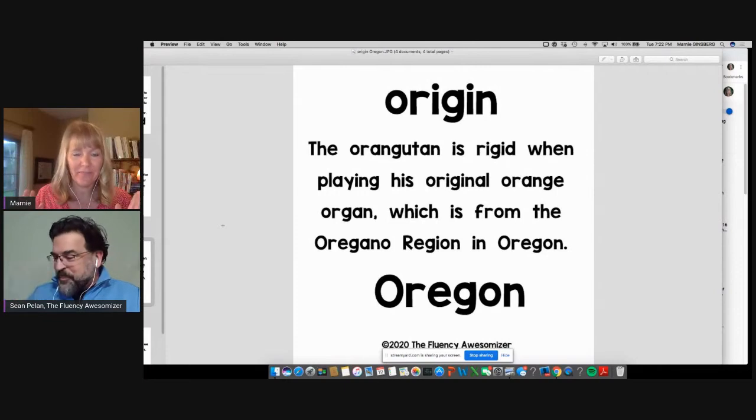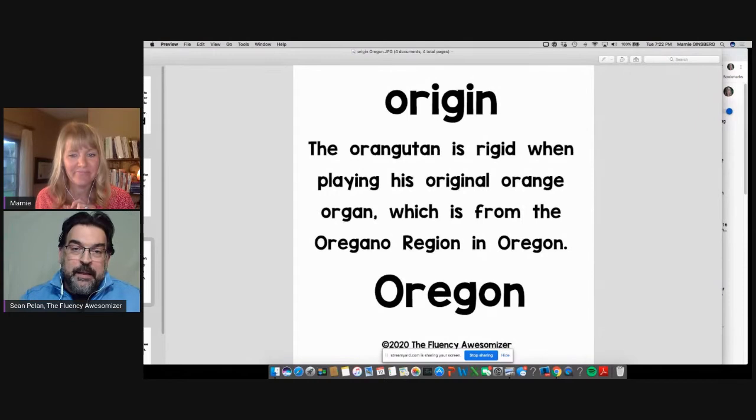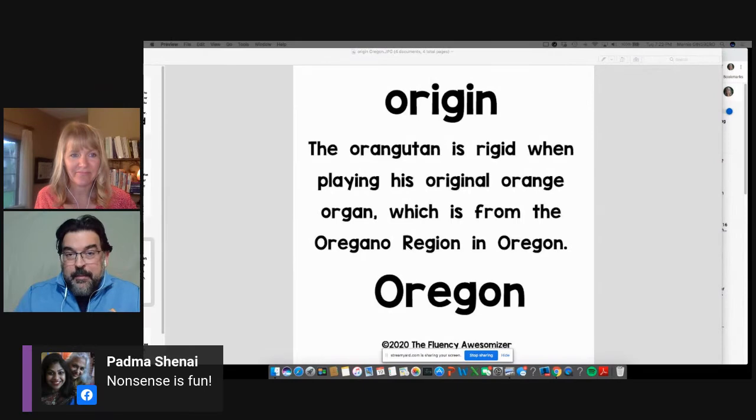Origin, Oregon. The orangutan is rigid when playing his original orange organ, which is from the oregano region in Oregon. So, I mean, it's fun. It's silly. And you really had to pay attention. There's a lot of the OR, and then even OR and G sprinkled around there. The crazy combinations, right? There are two patterns to this one that are purposeful.